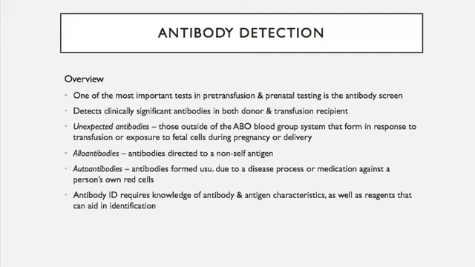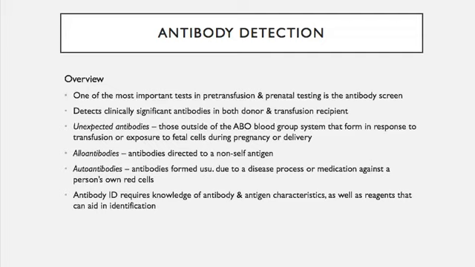Alloantibodies are antibodies that are directed to a non-self antigen. So those are going to be ones that are acquired through transfusion or pregnancy. Autoantibodies are those that are formed against a person's own red cells. This is usually due to a disease process. It could also be in response to certain types of medications. And we talked about autoantibodies in the previous lecture. Auto-anti-I is a fairly common cold reacting autoantibody.